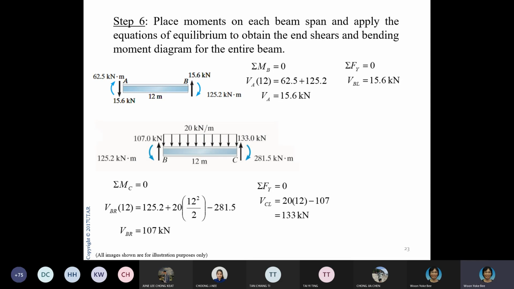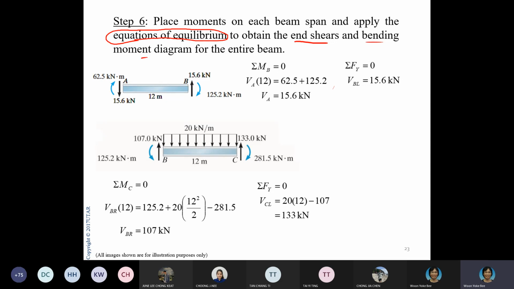So the last step, of course, is the part where you need to calculate all the end shears. You need to use your equations of equilibrium to get your end shears and your bending moment diagram. I'm not going to run through this part, because we are actually back to the part where everything is statically determinate, and you can apply normal equations of equilibrium to your structure.